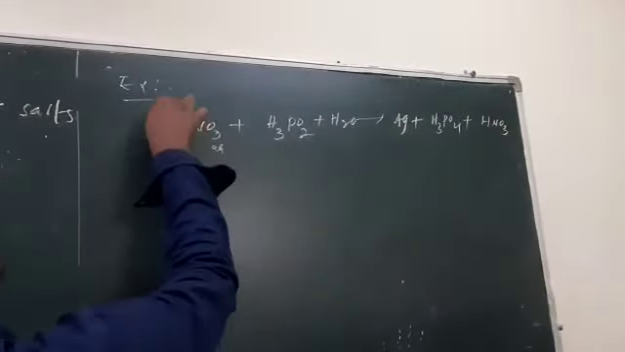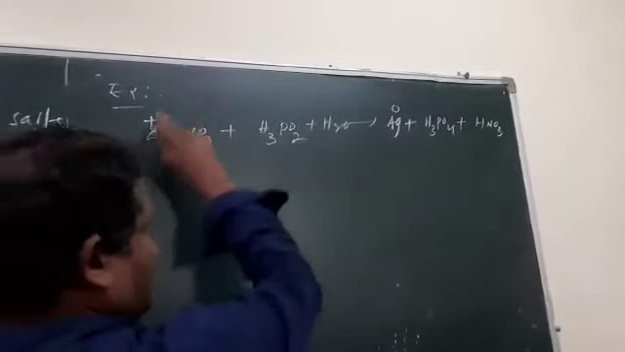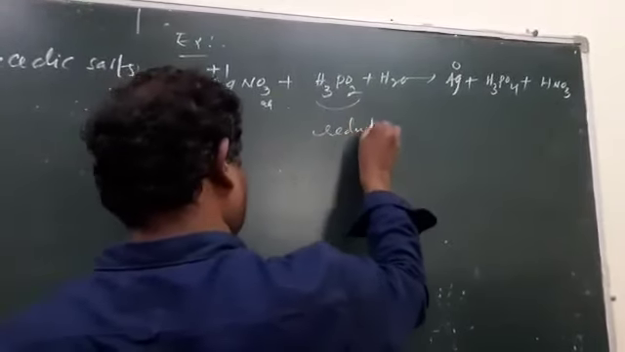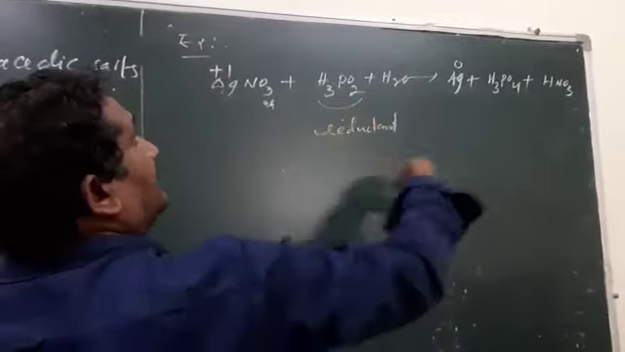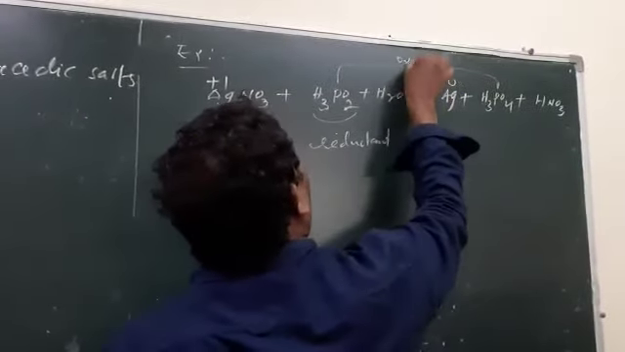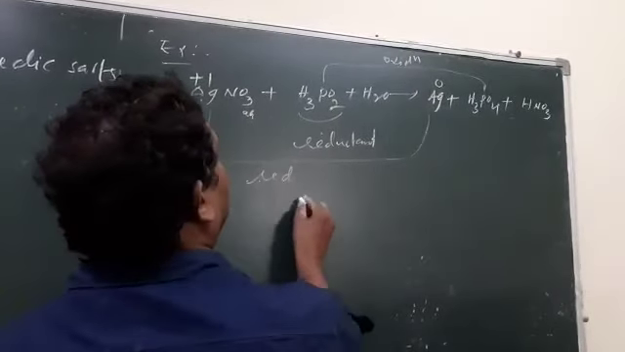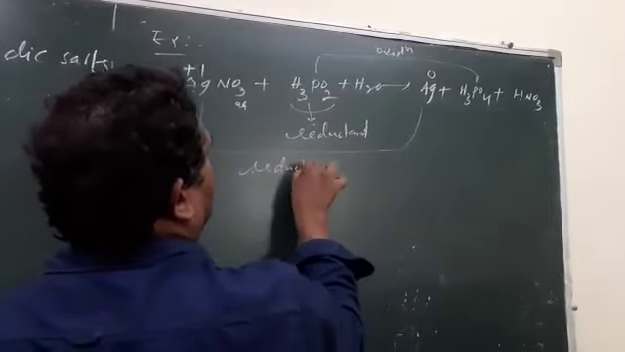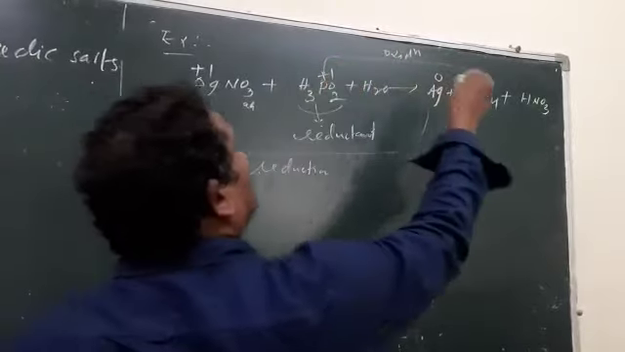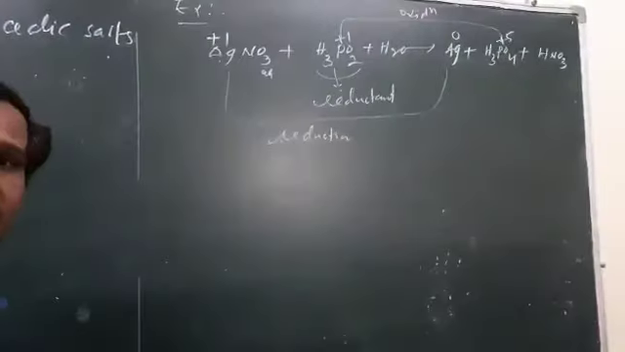HNO3. So silver's oxidation state is +1 here, 0 here. Silver is reduced by H3PO2, so it is the reductant. Itself it undergoes oxidation. The reductant undergoes oxidation. Here the oxidation state of phosphorus is +1, here +5. So it undergoes oxidation, that means it acts as a reductant.